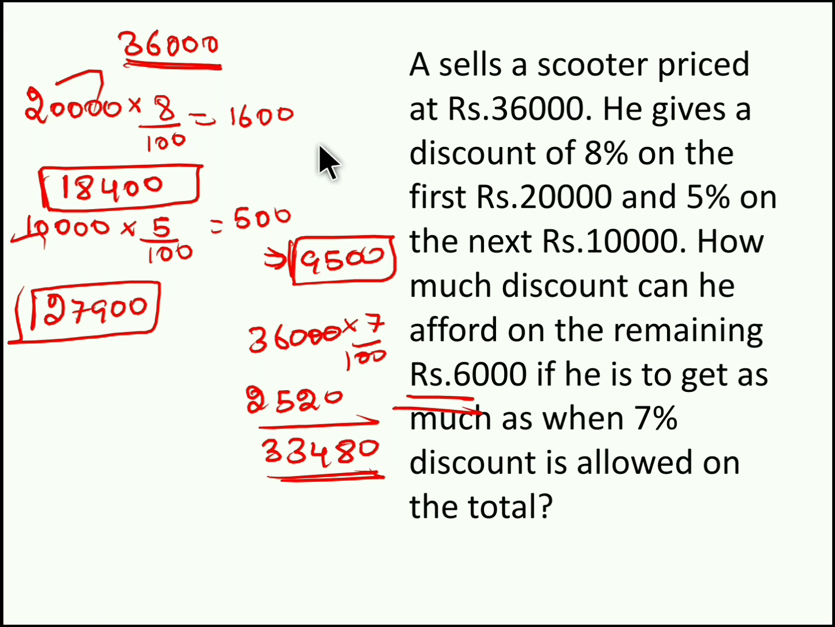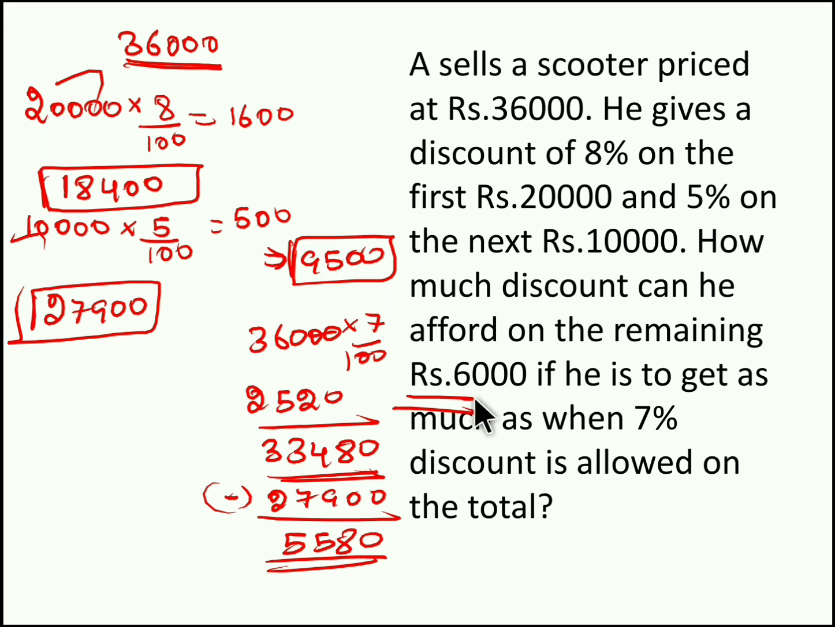From 20,000 we gave 1,600 discount and we sold for 18,400. And from 10,000 we are giving a 5% discount and we are selling for 9,500. So totally 18,400 plus 9,500, it's 27,900. So we have to compensate this 27,900 with 33,480 by giving a discount from 6,000 rupees. Now if we want to get 7%, you have to subtract this 27,900 from 33,480 to find for how much we have to sell the 6,000 rupees. Now actually we have to sell the 6,000 rupees for 5,580.